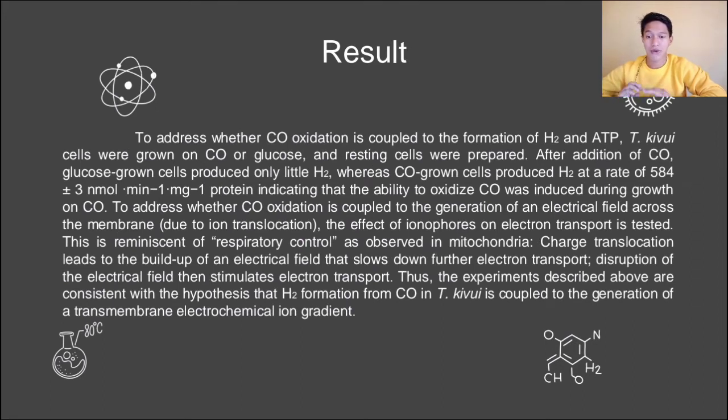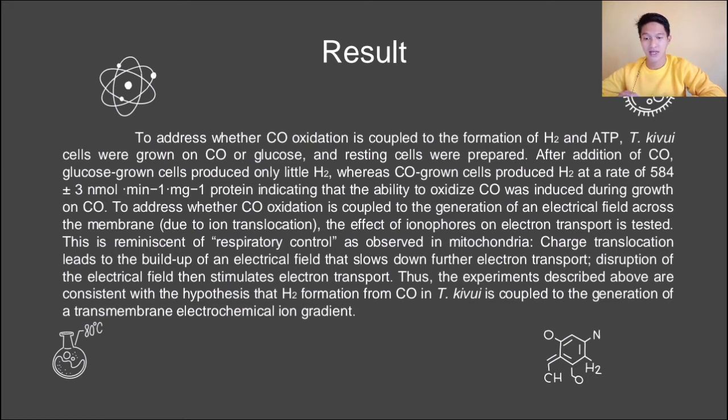Two separate samples of Thermoanaerobacter kivui were grown on glucose-containing medium and carbon monoxide-containing medium to test whether carbon monoxide oxidation is coupled to the formation of hydrogen gas and ATP. The glucose-grown cells produced only little hydrogen gas, whereas the carbon monoxide-grown cells produced hydrogen gas at a rate of 584 plus minus 3 nanomole per minute per milligram protein. This result gives a positive indication that the ability to oxidize carbon monoxide was induced during growth on carbon monoxide-containing medium. Concomitant with hydrogen gas formation, the intracellular ATP content surprisingly increased as well.